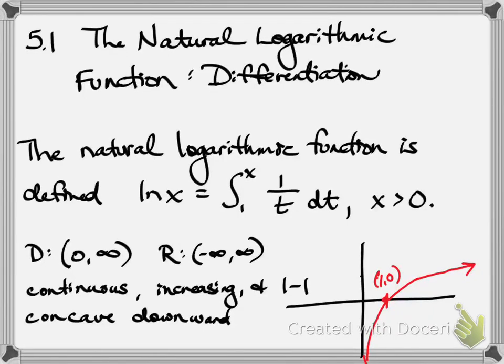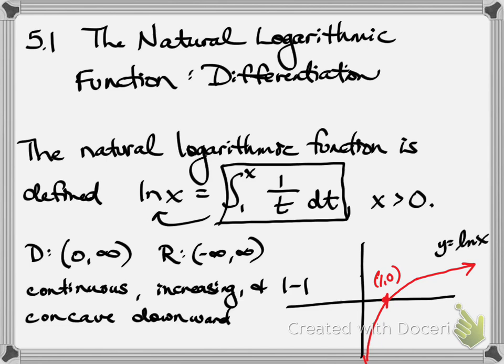Good morning. So we're going to try section 5.1 again, the natural logarithmic function differentiation. First off, I don't think I told you the other day, the natural log function is defined as ln of x equals the integral from 1 to x of 1 over t dt. So if we have this situation, going backwards, we would know its answer would be ln of x. But the domain is 0 to infinity, as you can see from this graph.